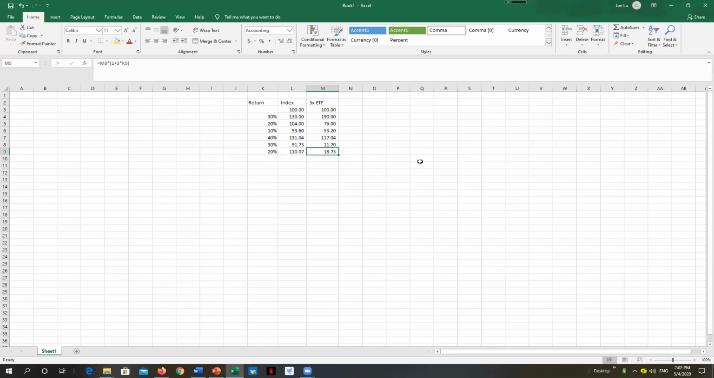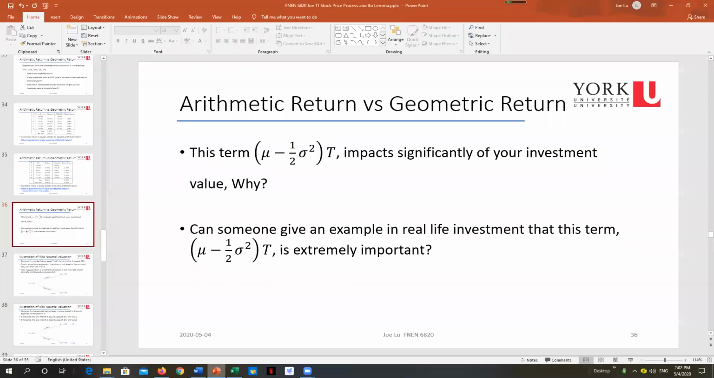But you can see that if you invest in the other one, you lost about 80% of the value. The reason for that is this mu minus half sigma squared. The larger the sigma you have, the larger this expected drop you will have over time.